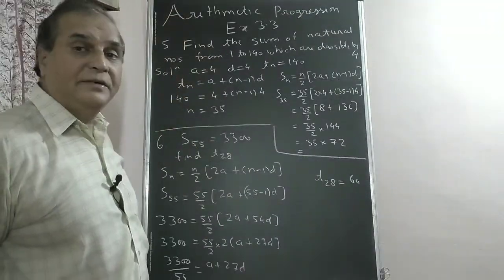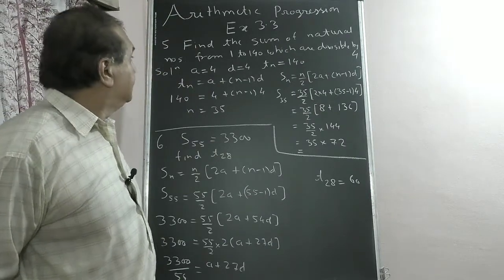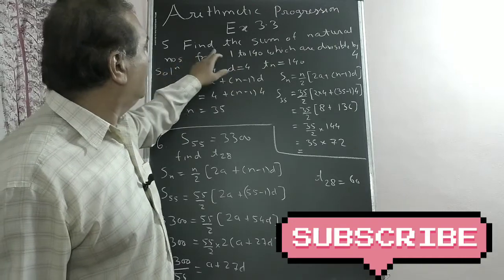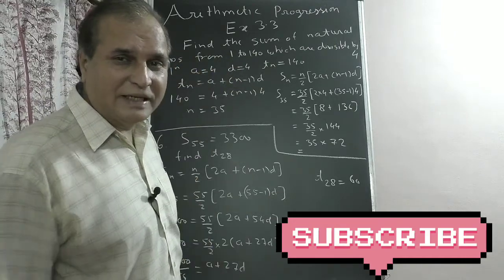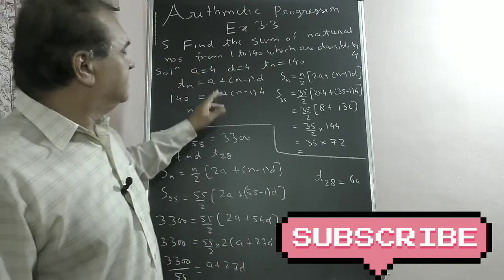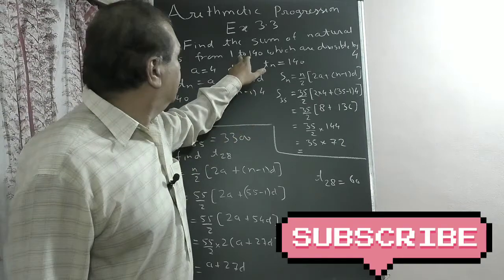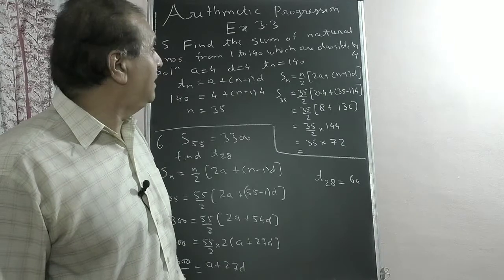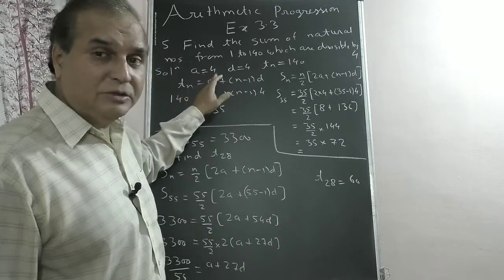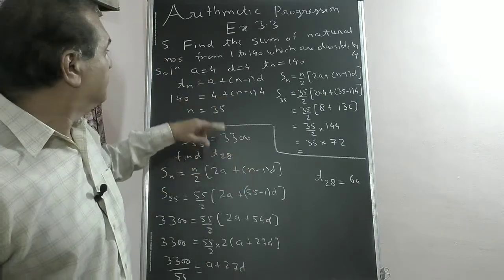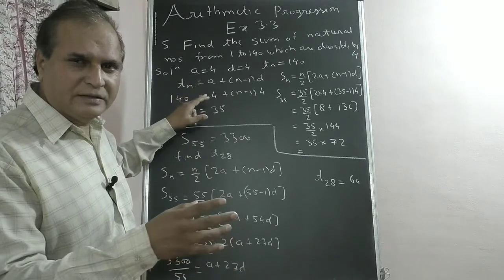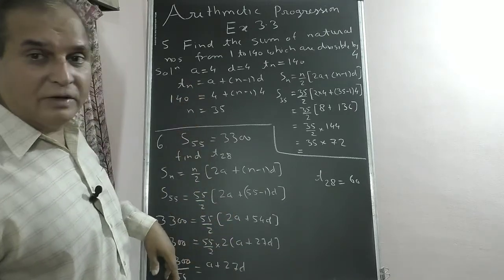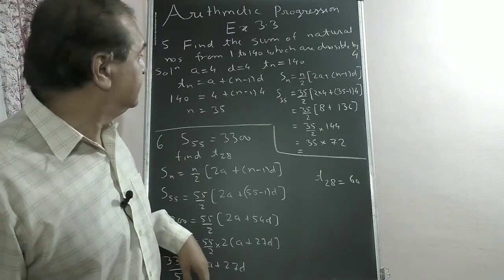We'll go ahead with the fifth sum. See, understand the sum first. Find the sum of natural numbers from 1 to 140. This is a fill in the blank type sum. So, those from 1 to 140 which are divisible by 4. A is 4. 4, 8, 12, 16, you go on up to 140. 140 is also divisible by 4.